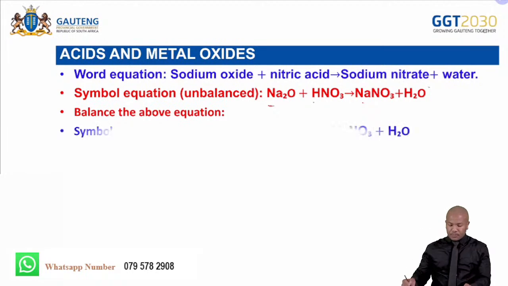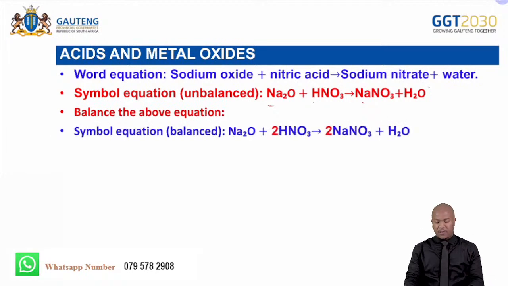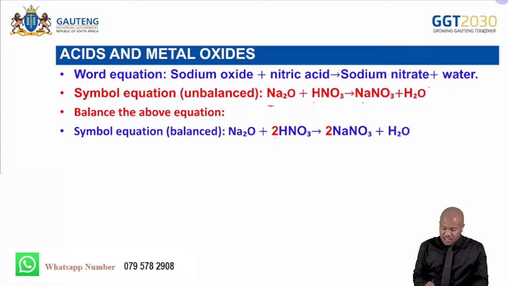So now, I said balance the above equation. So now you have to put just a coefficient 2 here and 2 there, right? For our reaction of sodium oxide plus nitric acid forming sodium nitrate plus water. So let's see if it's balanced, right? So now we have 1 sodium here, we have 2 here, right? They all balance, right? So now check your coefficients as well.